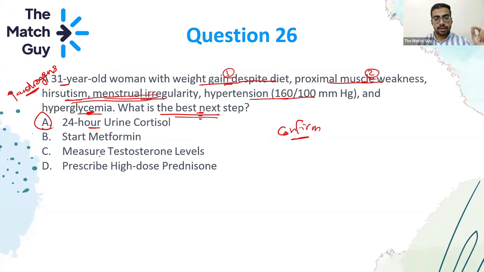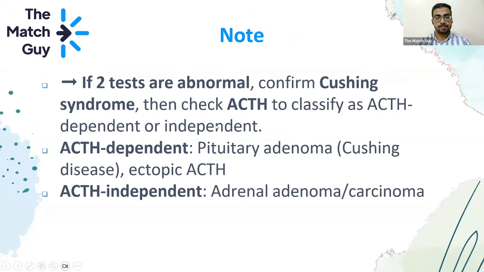A lot of people actually choose C, measure testosterone levels. Why? They think about PCOS. And it kind of makes sense. We have signs of hyperandrogenism. We have menstrual irregularities. Why isn't it PCOS? Because I have other features. Guys, read all the keywords in the question. I have the proximal muscle weakness. I have the hypertension. I have the hyperglycemia. These are not explained by PCOS. Okay, perfect.